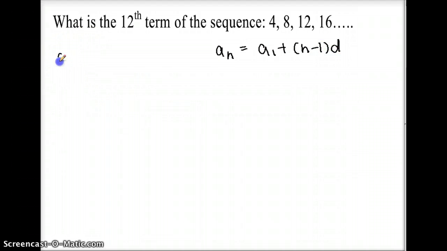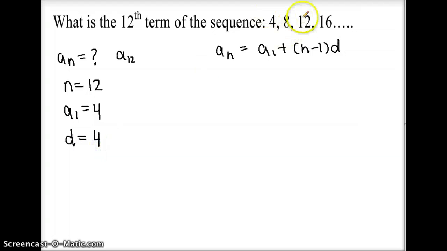So we want to find out AN because we want to know the 12th term of the sequence. We know that n is going to be 12 because we want to find out A12, the 12th term of the sequence. The first term, A1, is going to be 4, and D is going to be 4 because we're going to add 4 each time. So we're just going to plug this in and solve for A12.